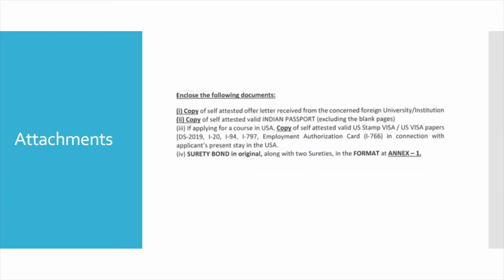After you do that, this is what you must attach with your application. And all this has to be self-attested. So your offer letter, your Indian passport, excluding the blank pages. Just print out all the pages that have an immigration stamp or a visa. Your current valid visa on which you are in the US, and also your I-20, DS-2019, I-94, whatever relevant documents are there with you. And then finally the surety bond in original.